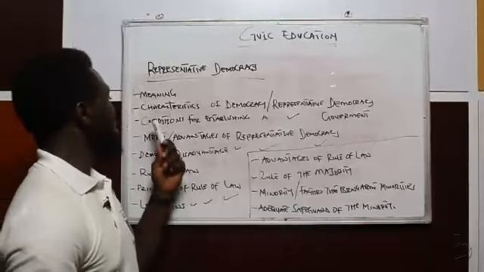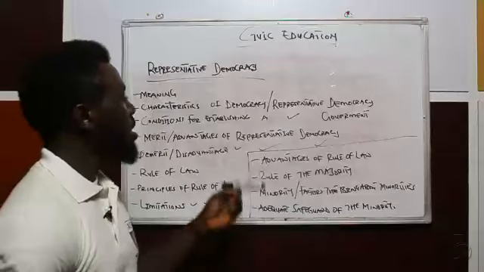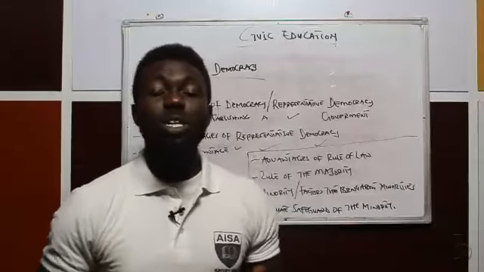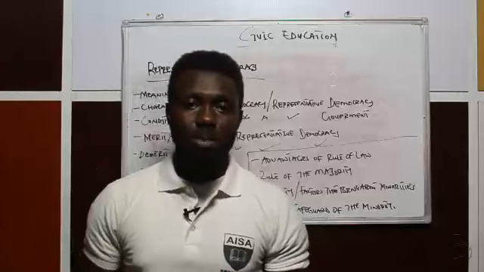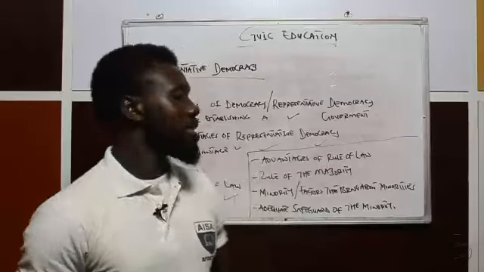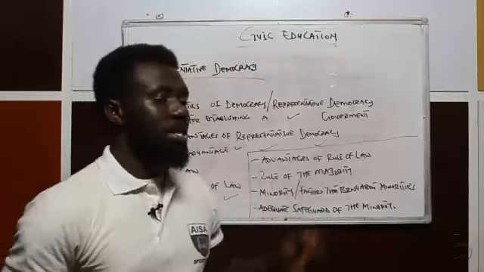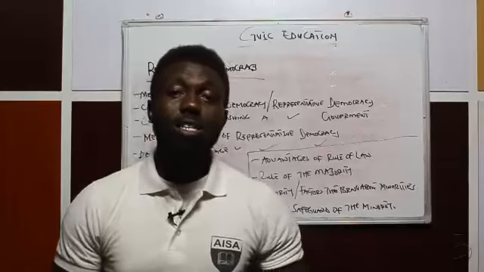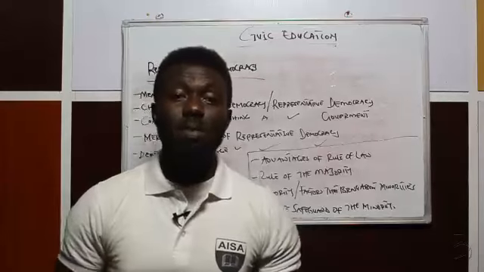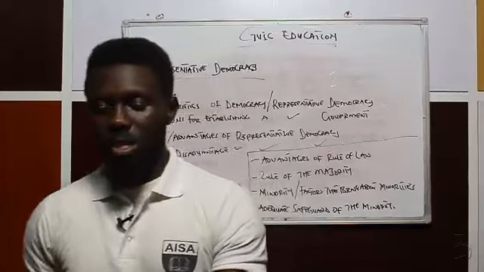Now let us look at the conditions for establishing a representative government. What are the conditions? What are the steps? What are the procedures of establishing a representative government? The following are the conditions, procedures, or steps of establishing a representative government.